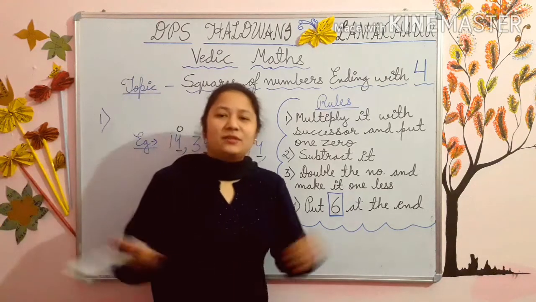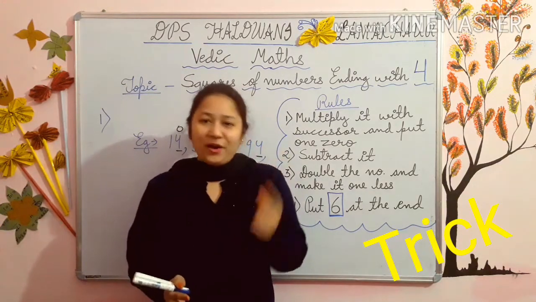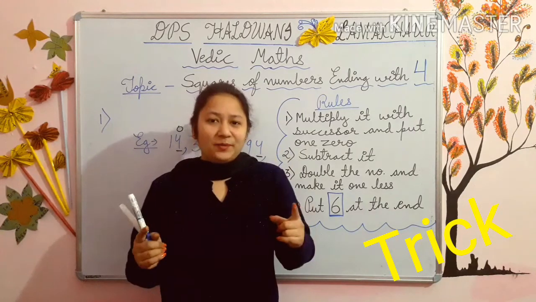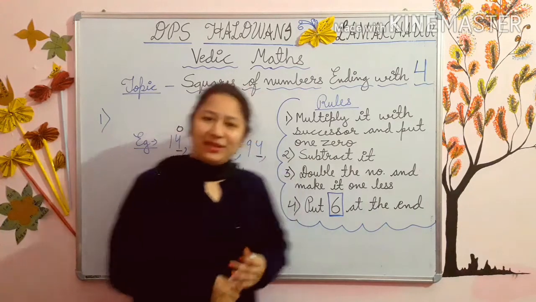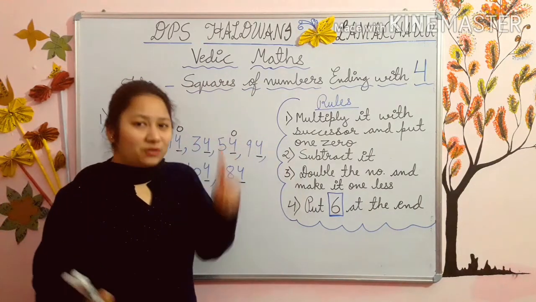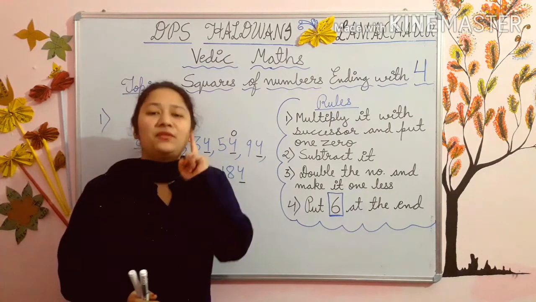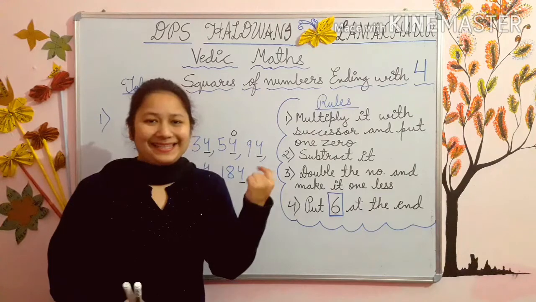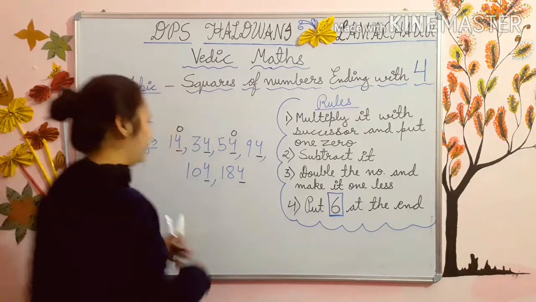So students, as you all know, we always use a trick or a concept to do the sums in a quick way and in some seconds. So today also we are having one trick from which we will do the squares of the numbers ending with 4 in some seconds. So let's start with our first sum.